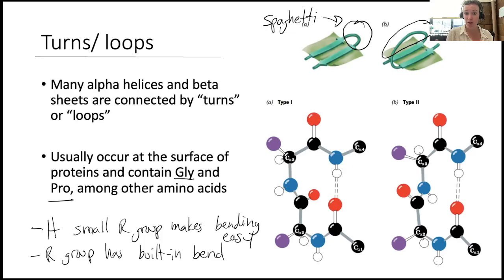If turns and loops are supposed to do a little bending job to connect these types of secondary structure to each other, we would expect proline to be there since it will help that bend occur just due to the structure of the R group of proline. However, you'll notice I did not talk about hydrogen bonding at all for turns and loops. So we generally think about these as less stable because they do not do hydrogen bonding, unlike alpha helices and beta sheets. Those are the three types of secondary structure.